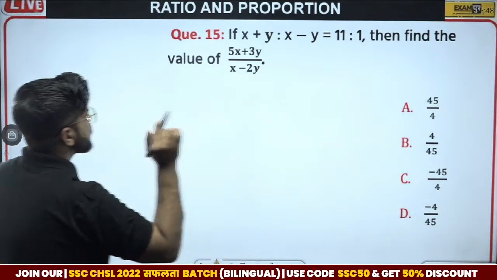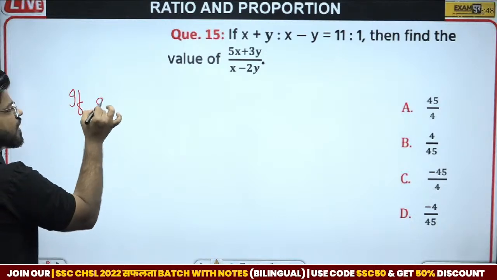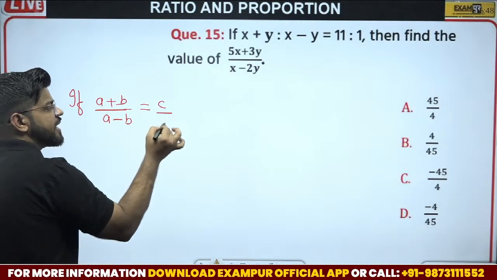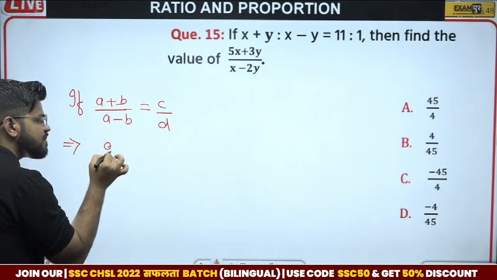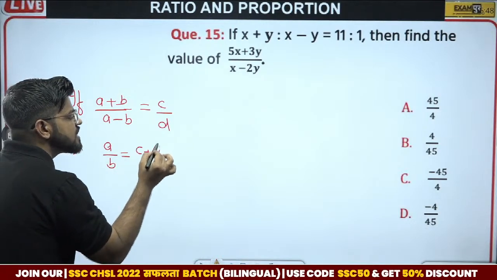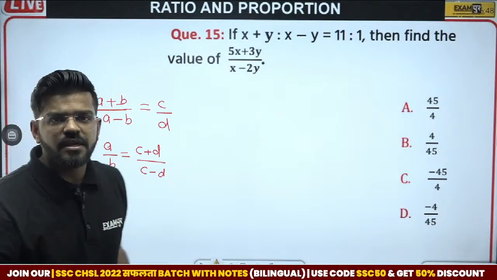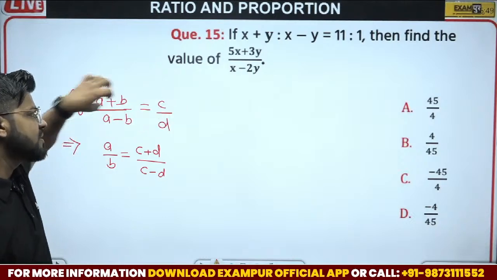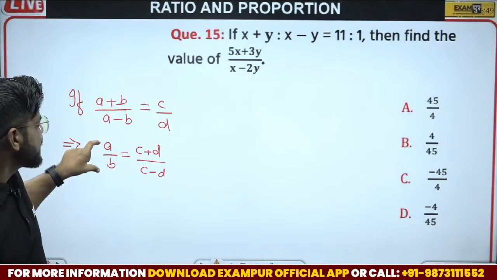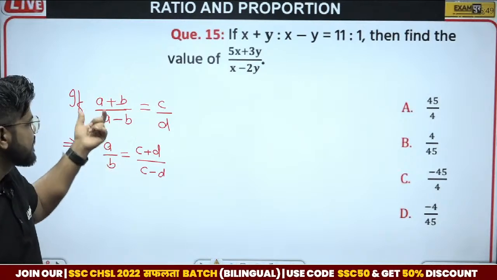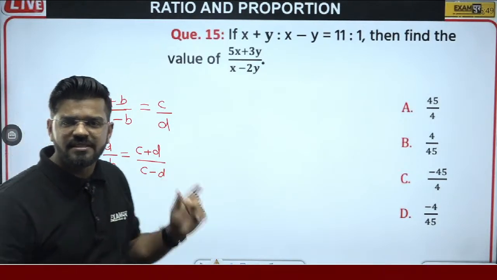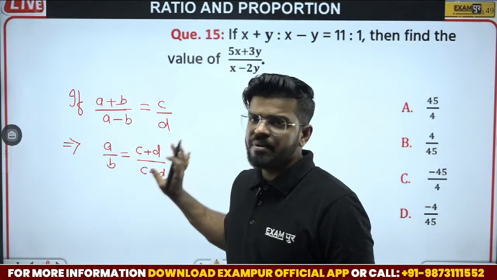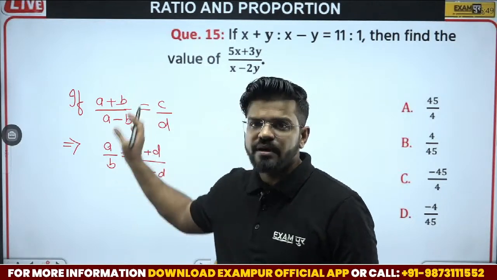So here let me tell you one thing. If A plus B upon A minus B is equal to C by D, then you can write it A by B is equal to C plus D upon C minus D. What it means? It means they give their power to them and take their power. That means this will become this and this will become this. You can just transfer the powers. This is nothing but componendo and dividendo. You don't have to do all the things here, you just remember this. You can transfer the powers.